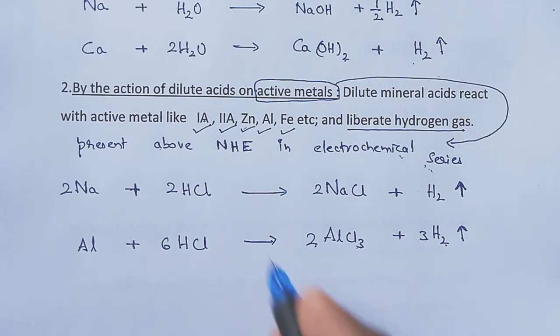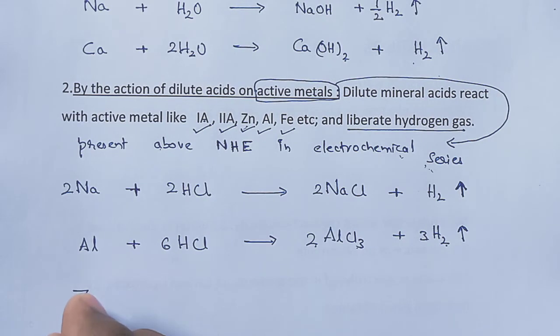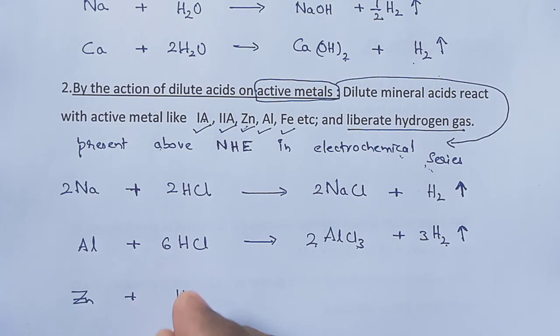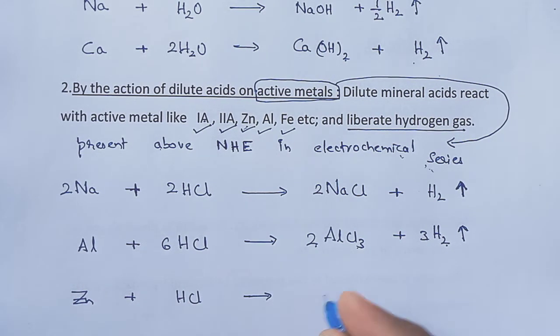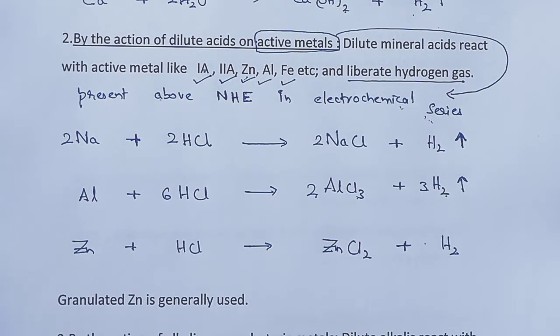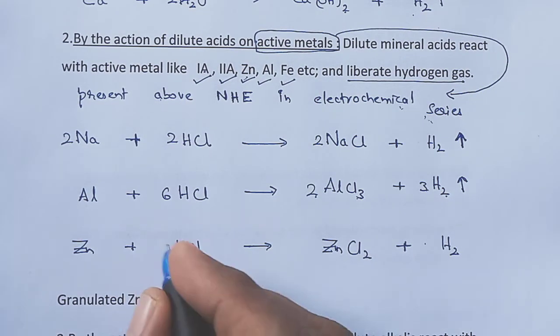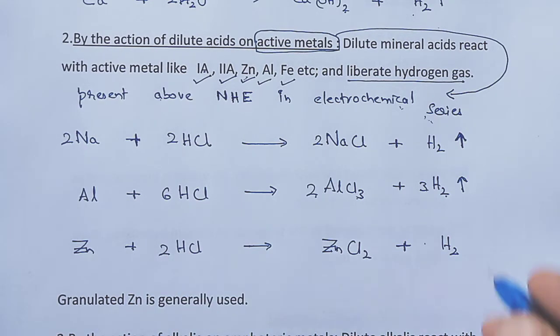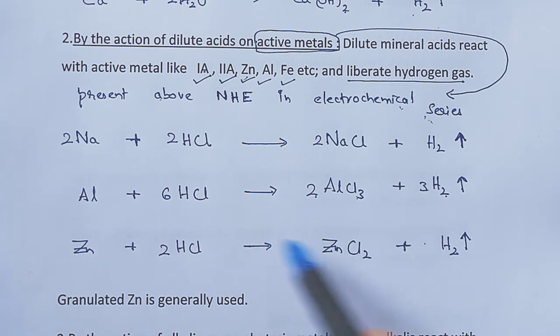Now this time let us consider zinc. When zinc is made to react with dilute HCl, here also reaction will take place. Zinc chloride salt is formed and hydrogen gas is liberated. For balancing, put 2 here. Hydrogen is liberated in the form of gas. So in all these reactions, hydrogen gas is liberated.